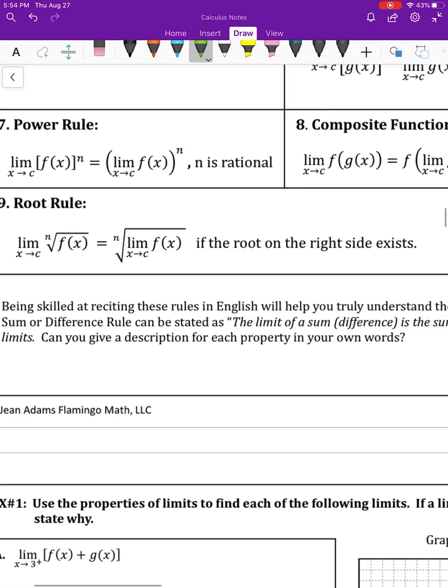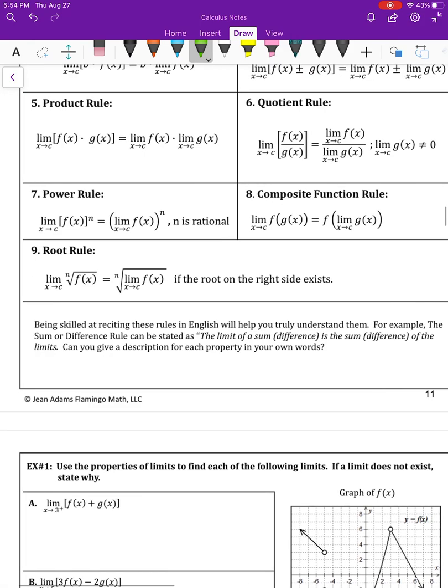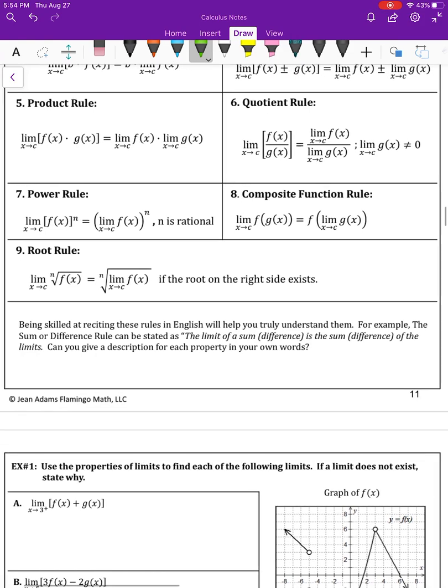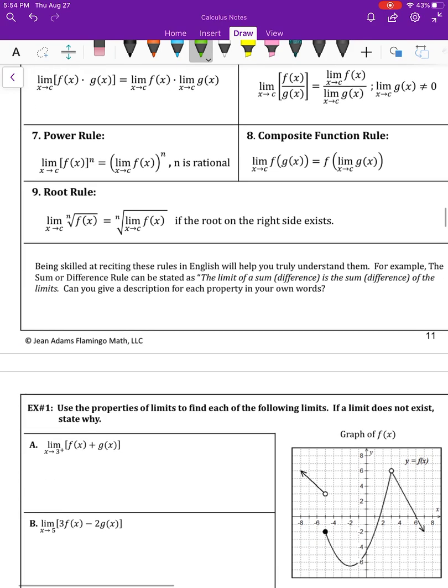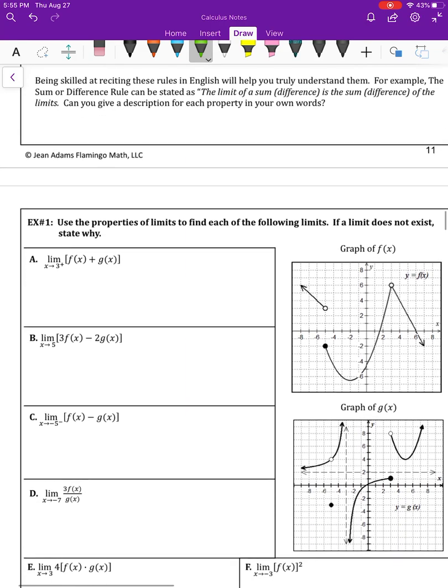Being skilled at reciting these rules in English will help you truly understand them. For example, the sum or difference rule can be stated as the limit of a sum is the sum of the limits. So kind of like what I was saying as we were going through there.